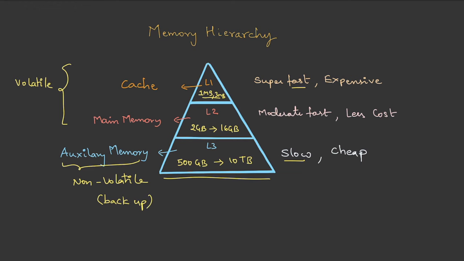All right, this much categorization is sufficient. Now, different books give it in a different way. They even include registers at the top level. And sometimes they give the cache as L1 cache, L2 cache. So instead of 3 levels, they go up to almost 5 levels, 6 levels. Here I've drawn only 3 levels just to keep it simple. And this is sufficient for GATE.